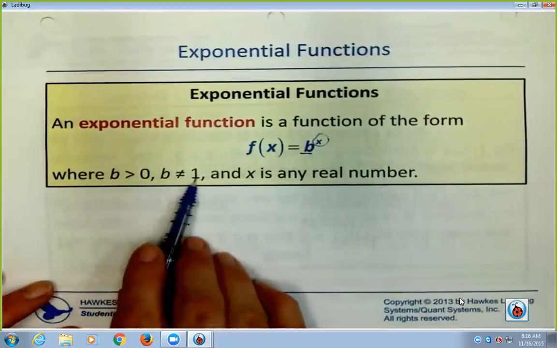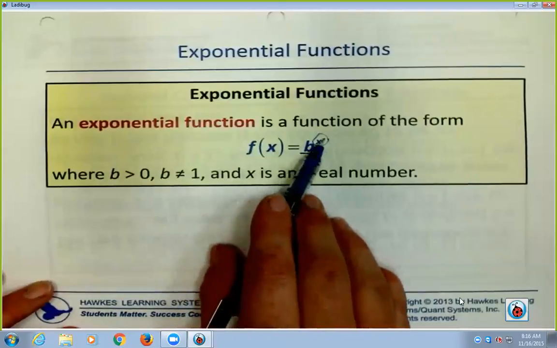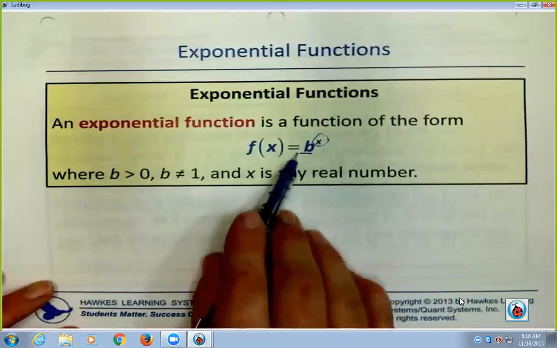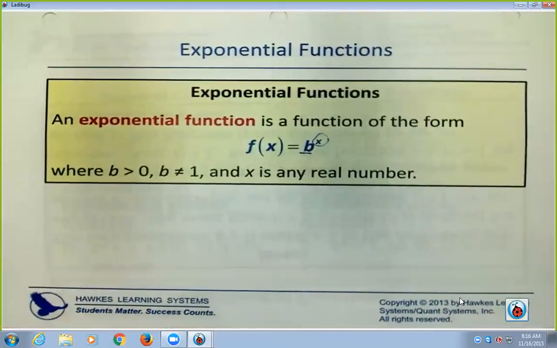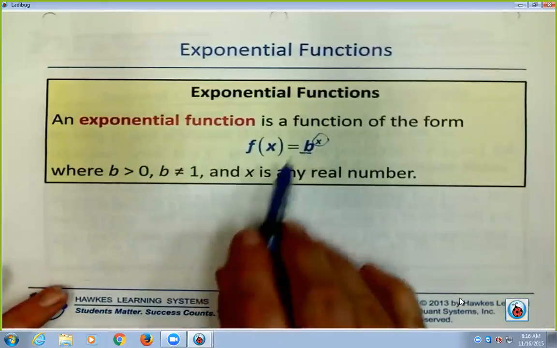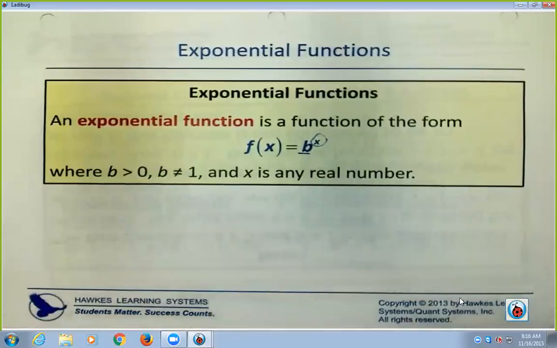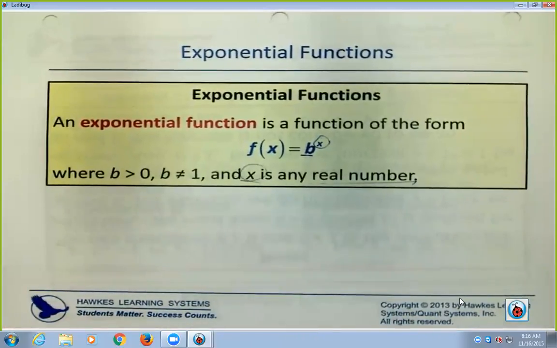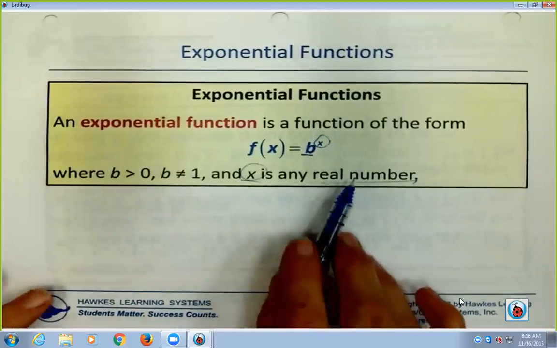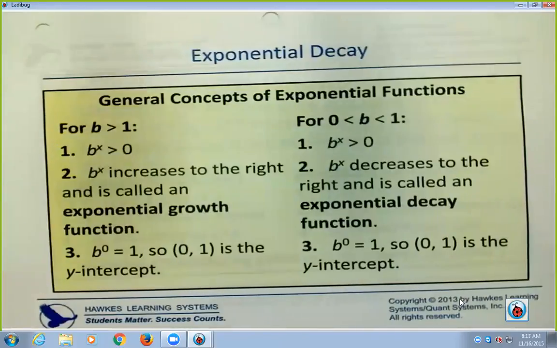And b cannot equal 1, because if it equals 1, what's going to happen there? 1 to the 5th power is still 1. 1 to the 9th power is still 1. 1 to the 275th power is still 1. And so we can't end up using 1 in there. So these are the two things that we have to be careful with. And x is any real number, meaning we're not going to have imaginary pieces at this point. There won't be anything imaginary that we're going to work with.